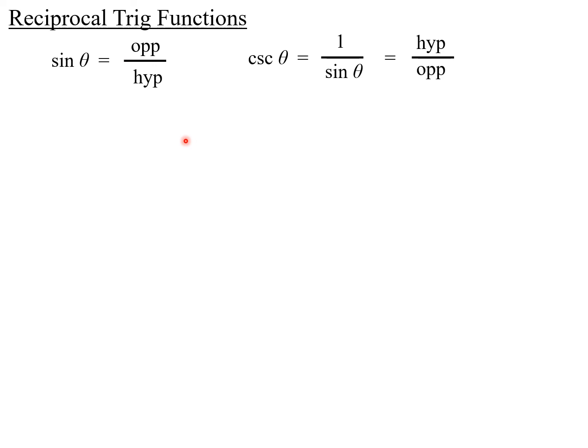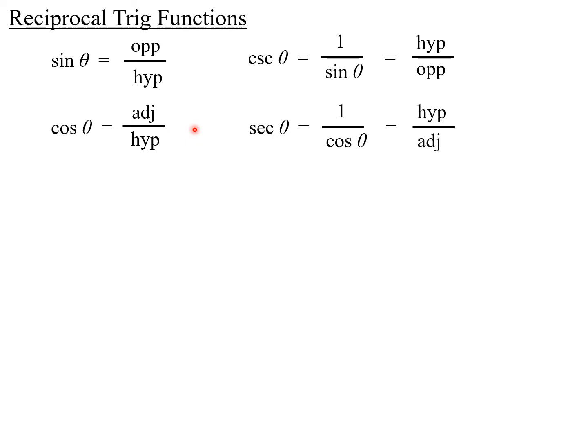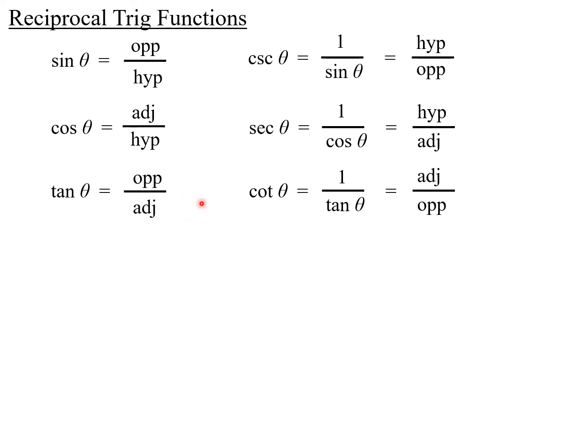All right, let's apply this to the opposite, the adjacent, and the hypotenuse sides of a triangle, okay? If the sine is the opposite over the hypotenuse, and the cosecant is 1 over the sine, that means that the cosecant is the reciprocal. If it's a reciprocal of the sine, it's the reciprocal of the opposite over hypotenuse, or hypotenuse over opposite, okay? If the cosine is adjacent over hypotenuse, and the secant is the reciprocal of the cosine, that means that the secant is the reciprocal of adjacent over hypotenuse, or hypotenuse over adjacent. And then if the tangent is the opposite over the adjacent, and the cotangent is the reciprocal of the tangent, then the cotangent is the reciprocal of opposite over adjacent, or adjacent over opposite.